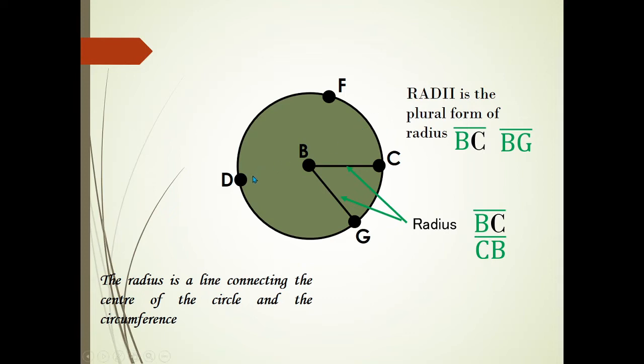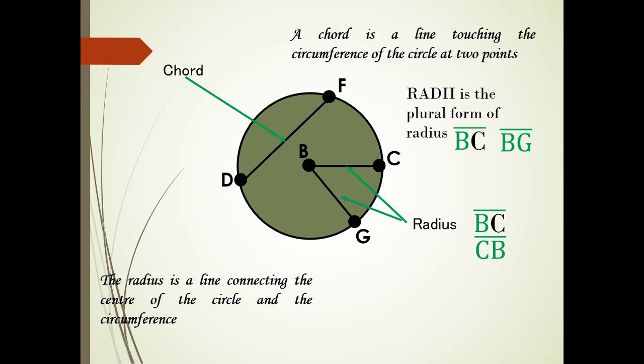Now, I will connect also the other points here, points D and F. Siyempre, hindi na siya radius kasi wala na siya sa center. Hindi siya galing sa center. O, diba? So, ang tawag natin dun ay chord. Okay. So, a chord is a line touching the circumference of the circle at 2 points. So, the points D and F touch the circumference of the circle. Okay. So, therefore, it's a chord.